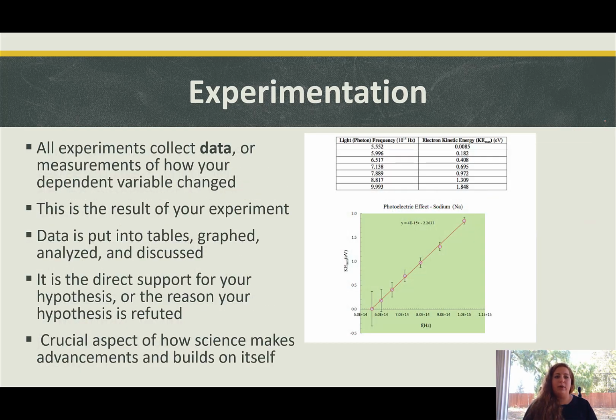Now, all these experiments that we do collect data, and we put these data in data tables or graphs, as I said earlier, just to make them easier to understand and to see it really quick. And the data is the result of the experiment. This is the part that's our evidence. It's the direct support or the reason why your hypothesis is refuted.